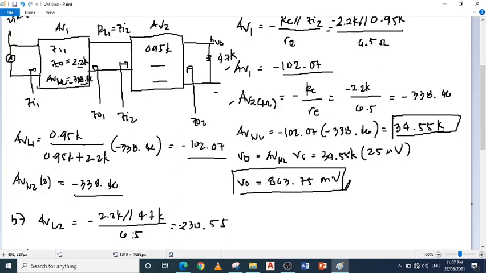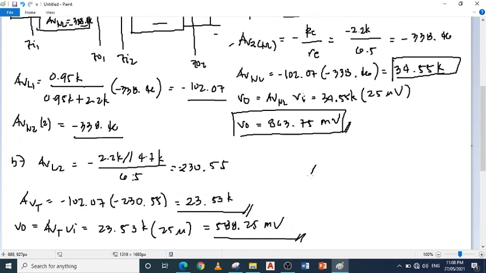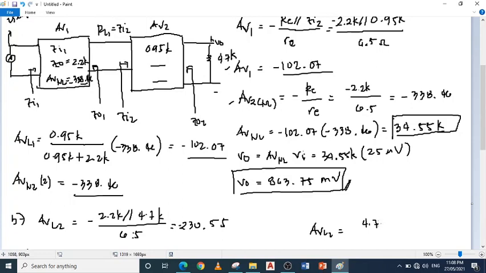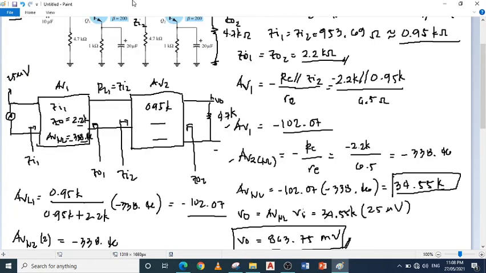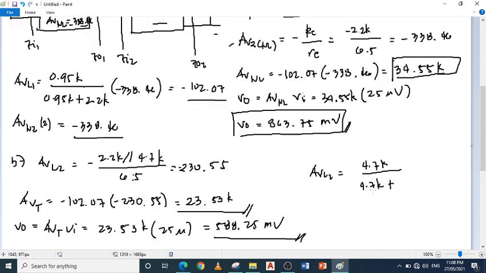4.7K. So, hindi pa rin magbabago si AV1 natin. So, ang magbabago si AV2 pero loaded siya. So, si AVL2 natin equals, so parang voltage divider lang, di ba? So, 4.7 kilo divided by 4.7. But, what is the ZO? So, yung ZO natin is 2.2, di ba? 2.2 yung ZO natin. 2.2 kilo times yung AVNL, which is equal to negative 338.46.